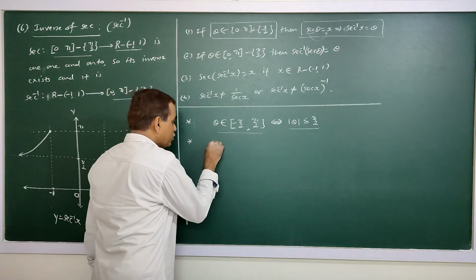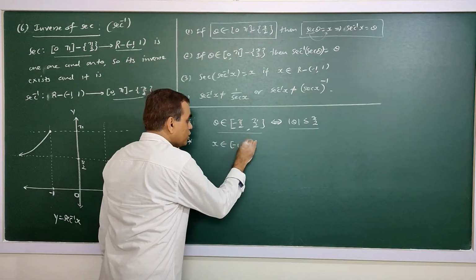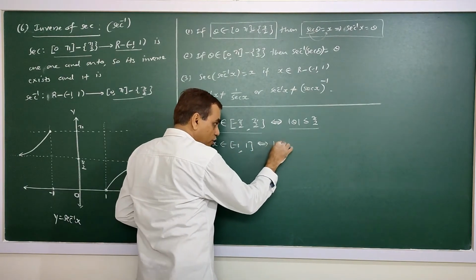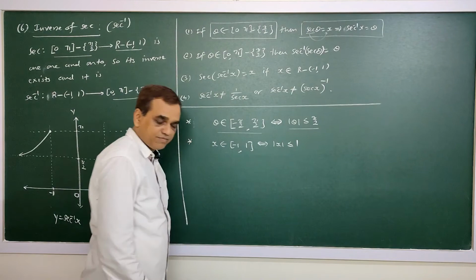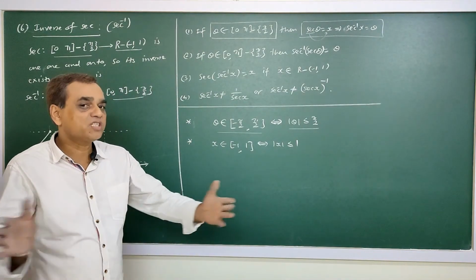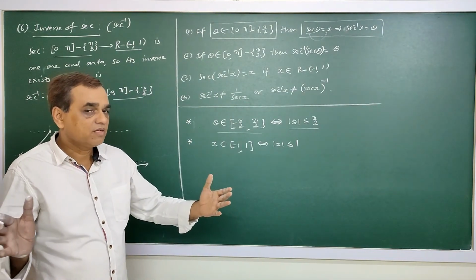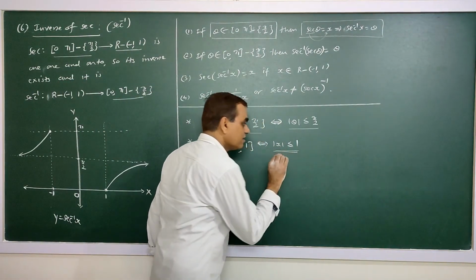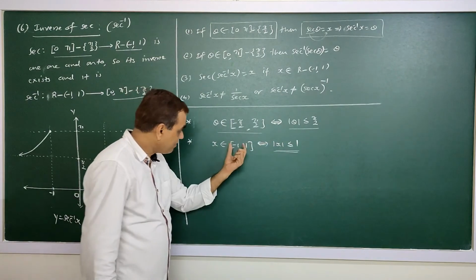If x belongs to minus 1 to 1, that means this is the set of all numbers whose modulus is less than or equal to 1. So if in any question, theorem, or discussion this is printed, that means it is the set of these numbers.